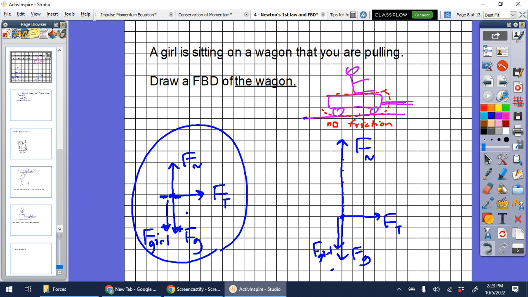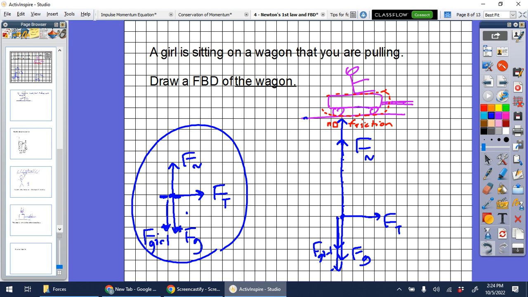So in other words, if the girl were heavier, so like that big, then I would have to make the normal force even bigger to accommodate for that. Now it's 5 plus 4, 9. Okay? Questions at all about this? Okay.